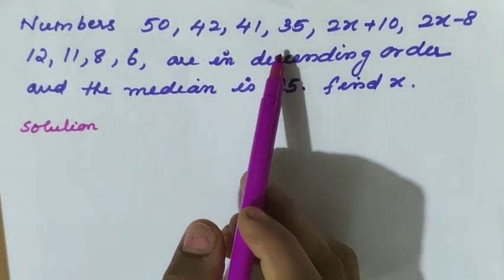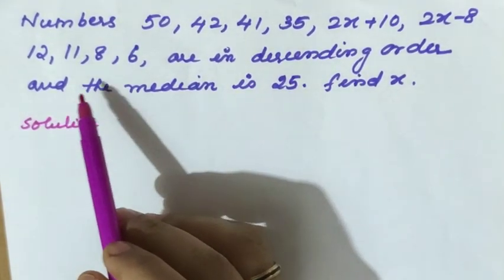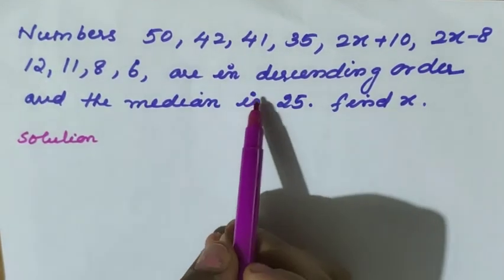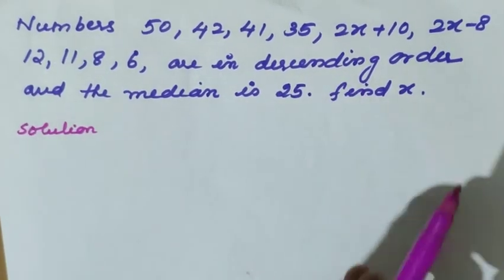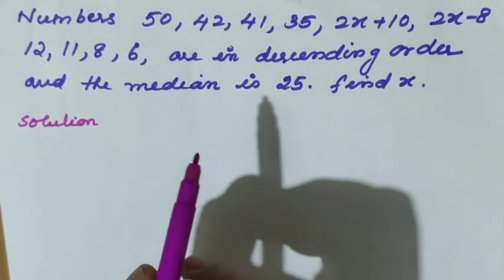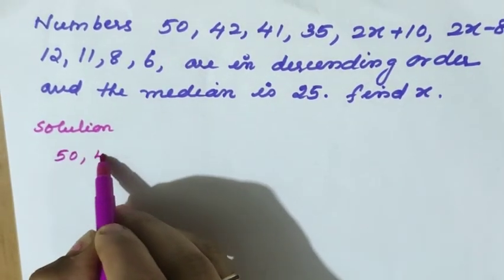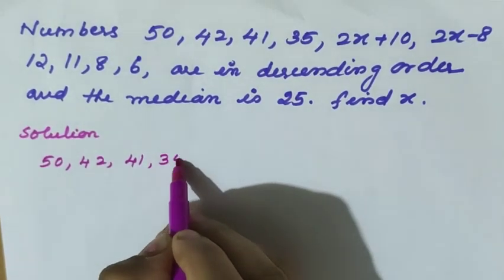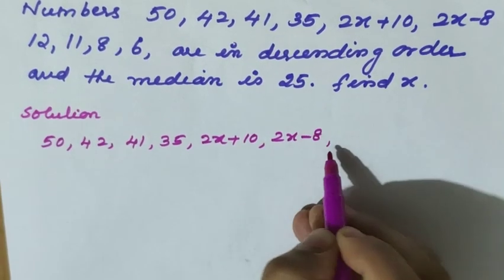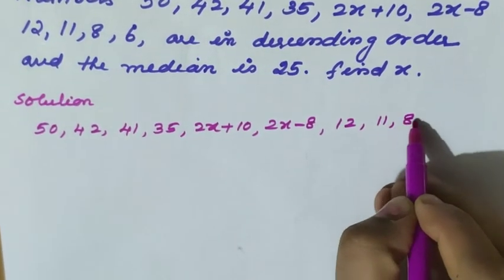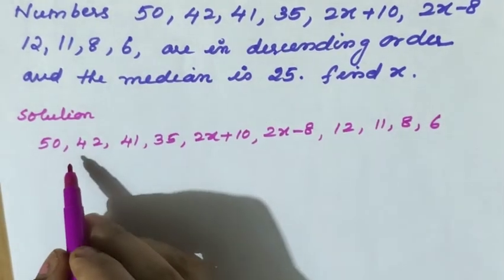Numbers 50, 42, 41, 35, 2x plus 10, 2x minus 8, 12, 11, 8, 6 are in descending order and the median is 25. Find x. So already they are arranged in descending order only. Either ascending or descending we can follow. Now I'll take down the data once again, means observations 50, 42, 41, 35, 2x plus 10, 2x minus 8, 12, 11, 8, 6. So already arranged in descending order.